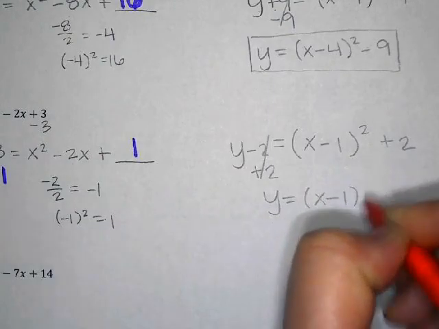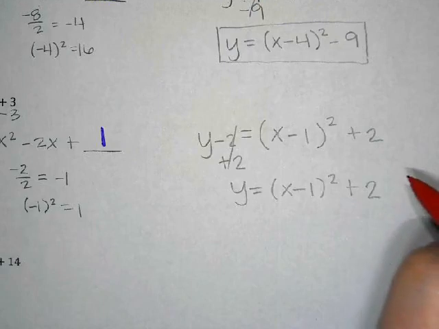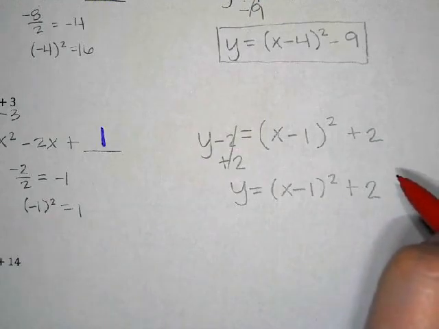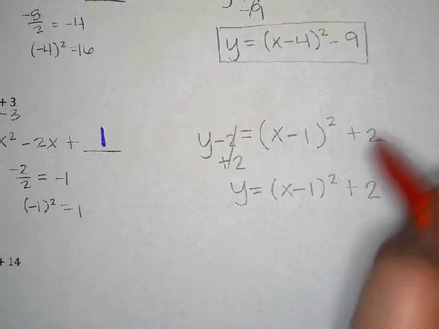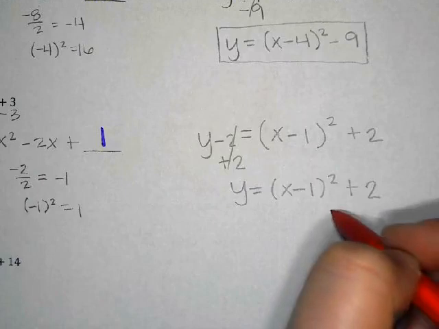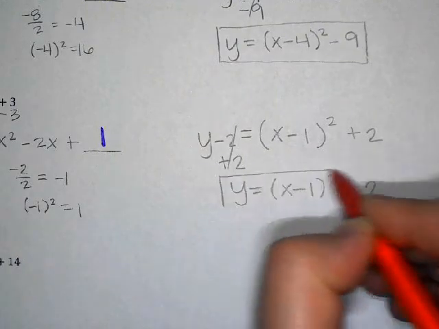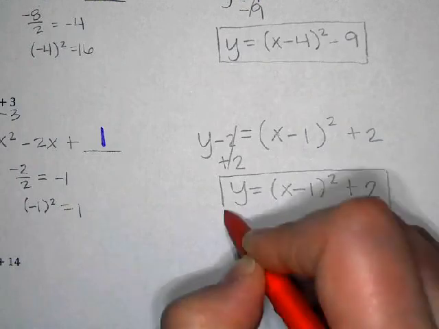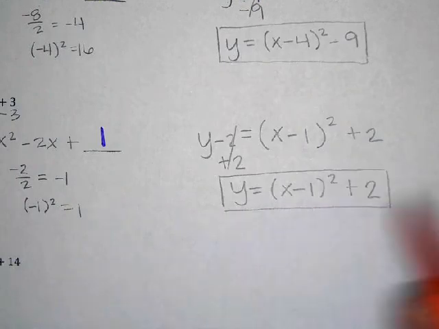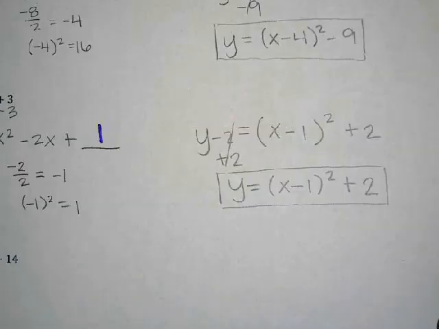So what's the vertex for this one? It's, what is it? +1, +2, right? Opposite sign, +1, +2. Right 1, up 2. Okay, we're going to make it a little bit more difficult. We're going to deal with odd numbers. We're going to split odd numbers in half. Okay?